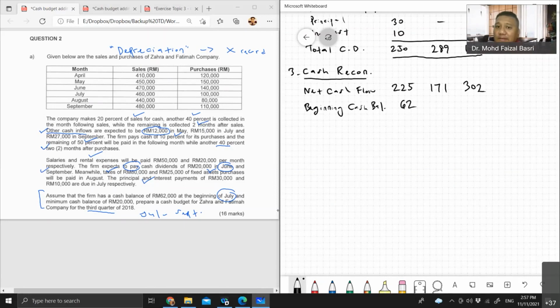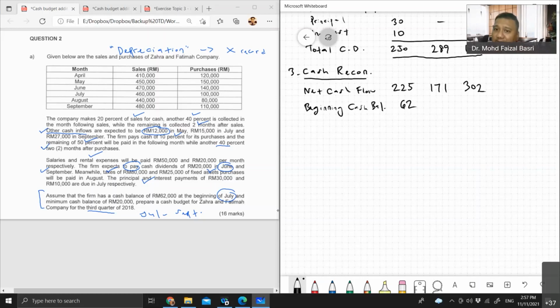Okay, remember only the first month here. The rest you have to calculate yourself later. I'll show you how to calculate. So for this beginning cash balance, what does it mean? This is carried forward from last month, 62,000. And this 225,000 is what we generated this particular month, July.